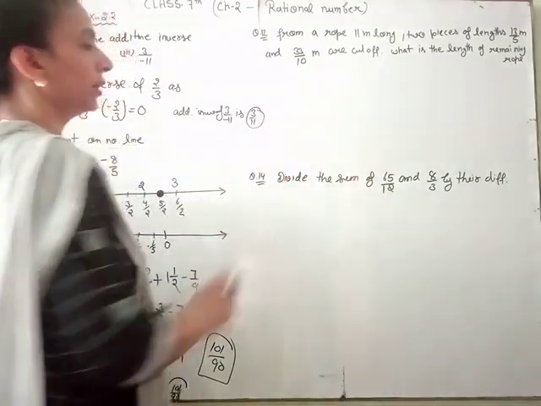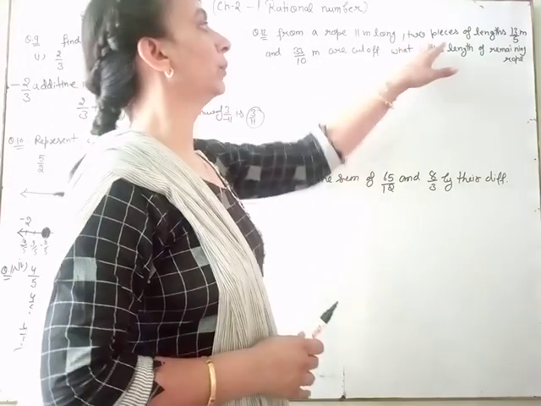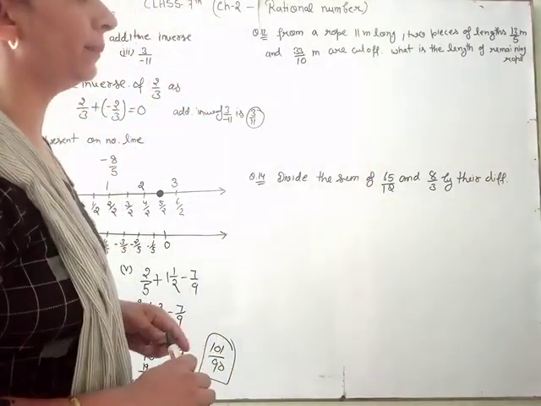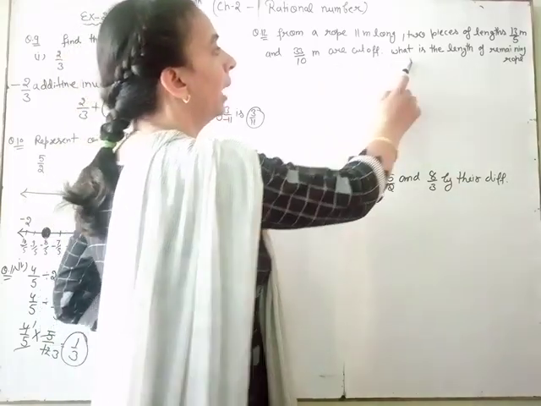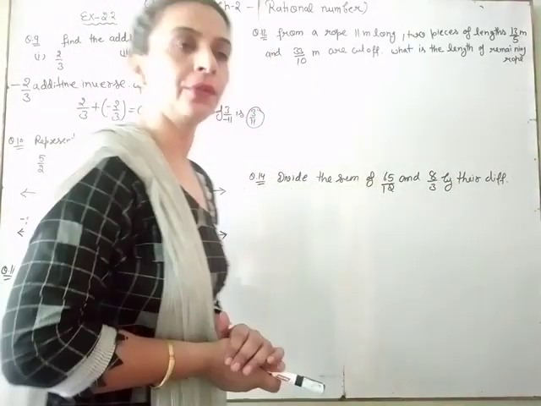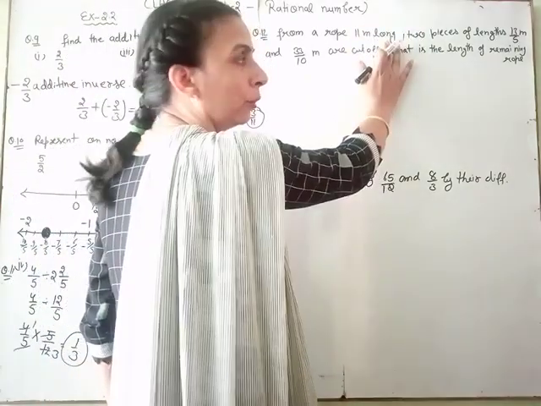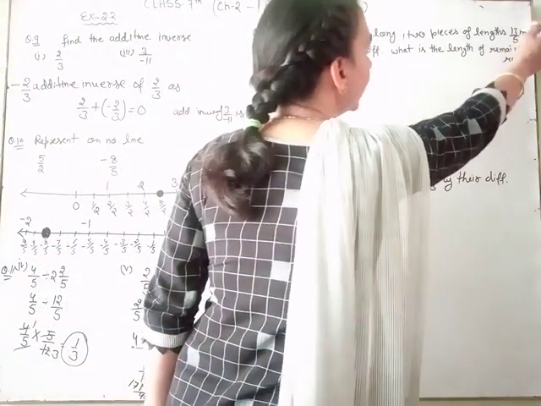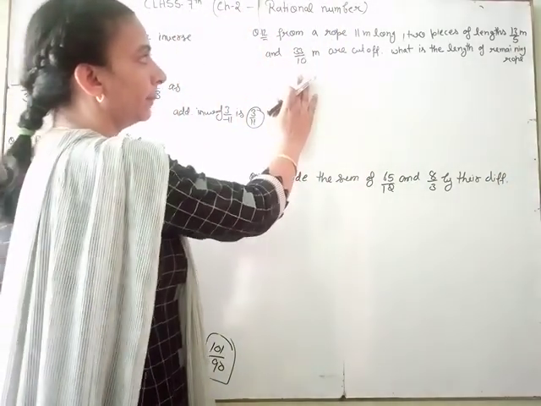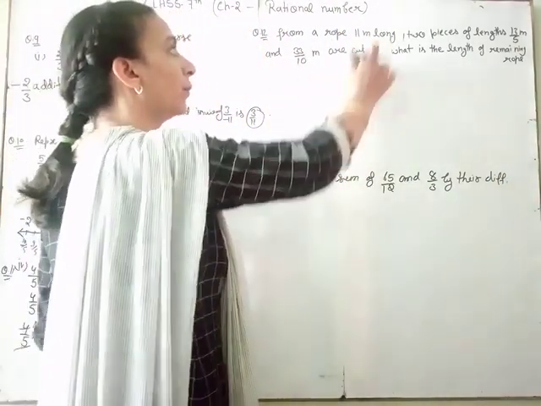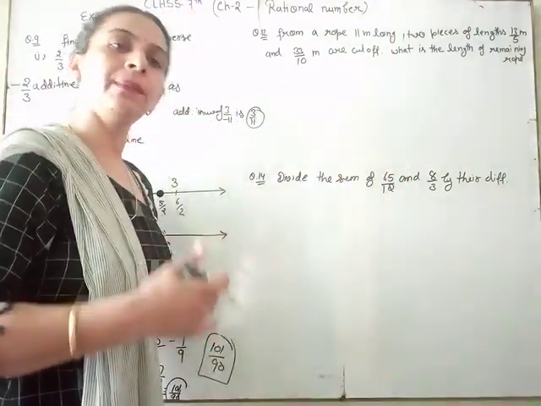Then next question, question number 12. From a rope 11 meters long, 2 pieces of length 13/5 meter and 33/10 meter are cut off. What is the length of the remaining rope? We have an 11 meter long rope, 2 pieces. The first is of length 13/5 meter, the second piece of length 33/10 meter, are cut off from this 11 meter long rope. What is the length of the remaining rope?